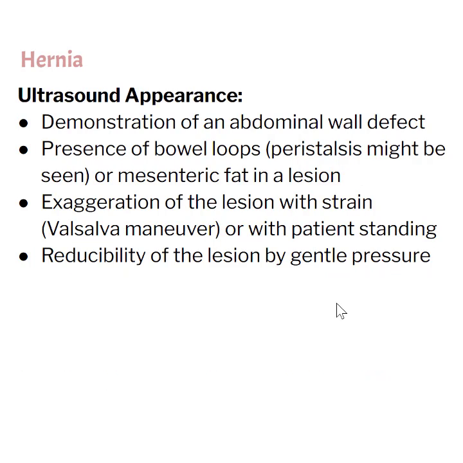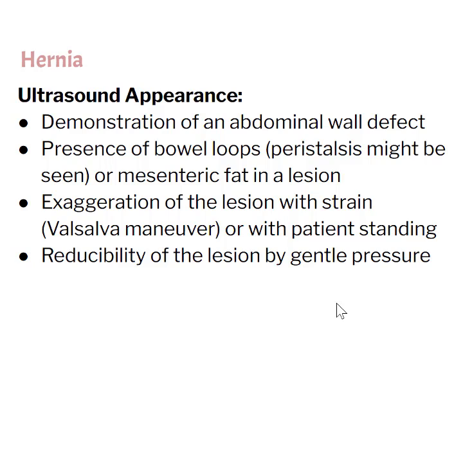So on ultrasound, we have a few things that we need to prove when we see a hernia. The first thing that we want to really take a look for is, can we see the abdominal wall defect? You're going to watch through the muscles and you're going to look for an area that has a gap, that is not a full continuation of the actual muscle.